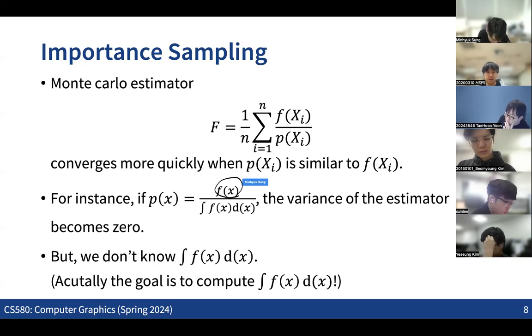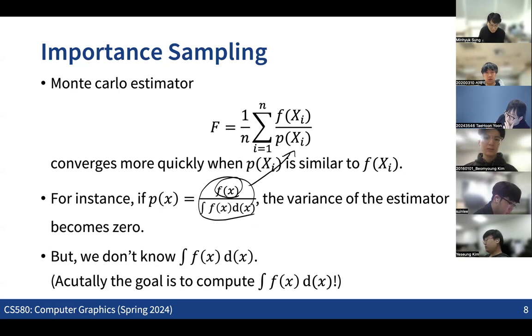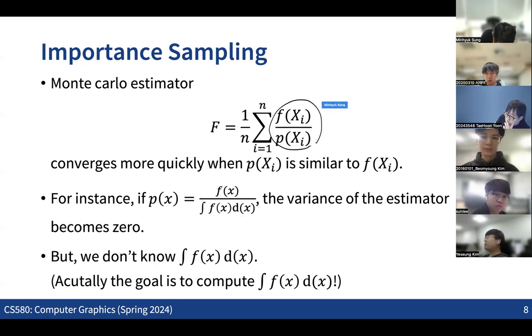And in this case, if we plug it into the Monte Carlo estimator, we can see that for any random variable, this f divided by p term becomes a constant, the value of the integral. Then we are achieving zero variance. So we can always get the perfect output.